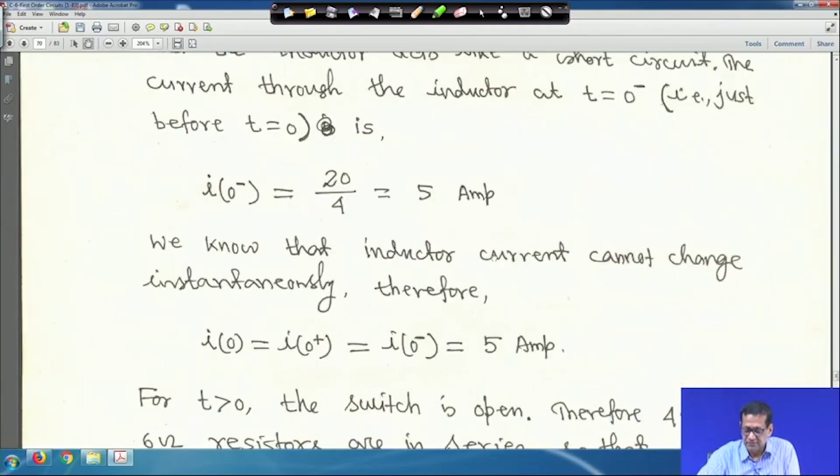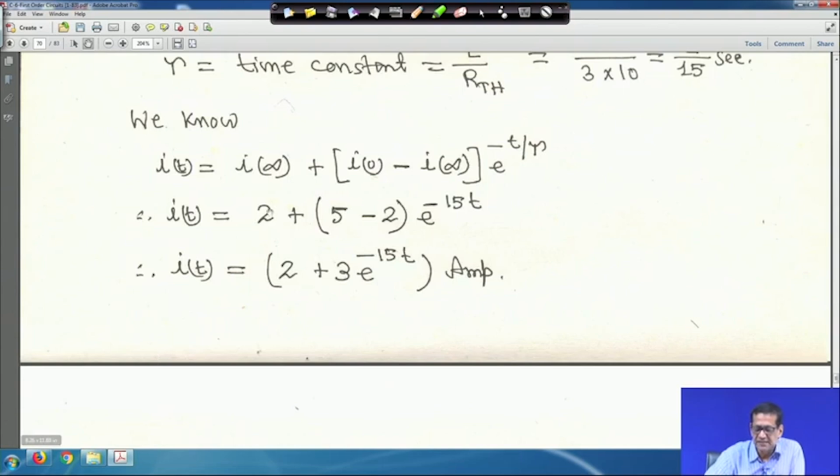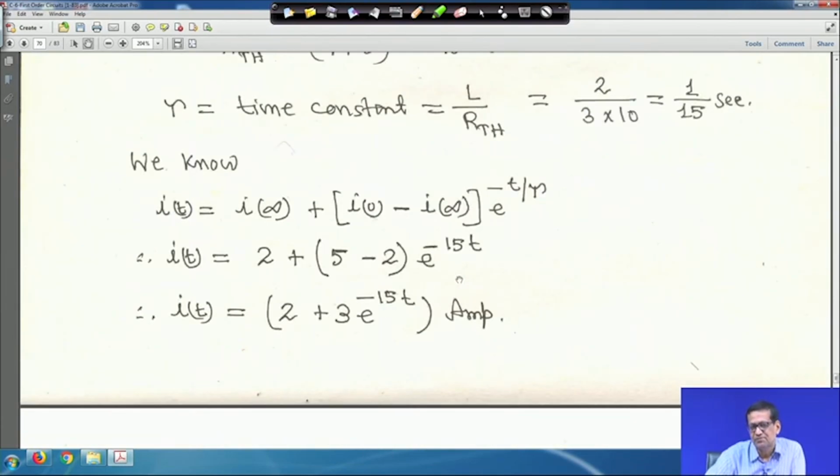If you look into that, everything has been made here. Tau is equal to L upon R Thevenin, so 1 upon 15 second. Now, we know i(t) is equal to I infinity plus (I(0 minus) I infinity) e to the power minus t by tau. So, I infinity is equal to 2, I(0) we have computed 5, I infinity again 2, and e to the power minus 15 t. So, i(t) is equal to 2 plus 3 e to the power minus 15 t ampere, right. So, this is a simple problem, right.